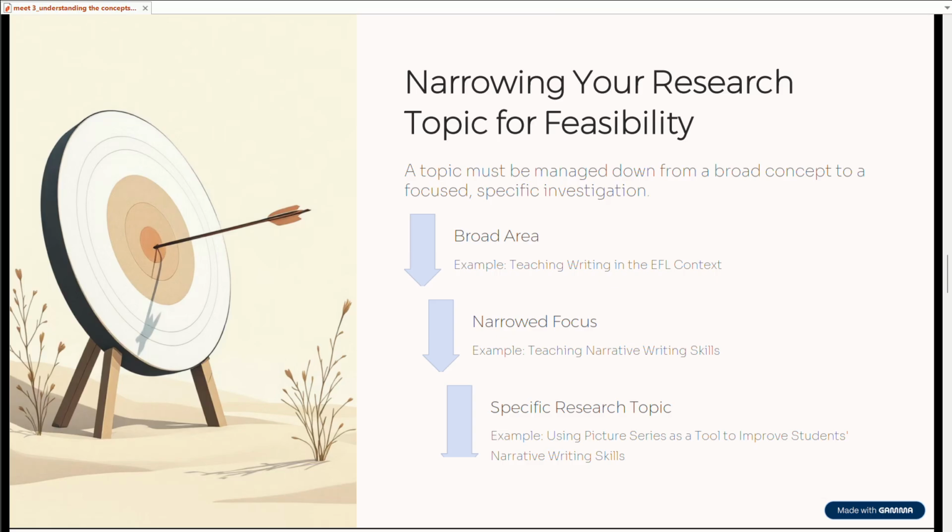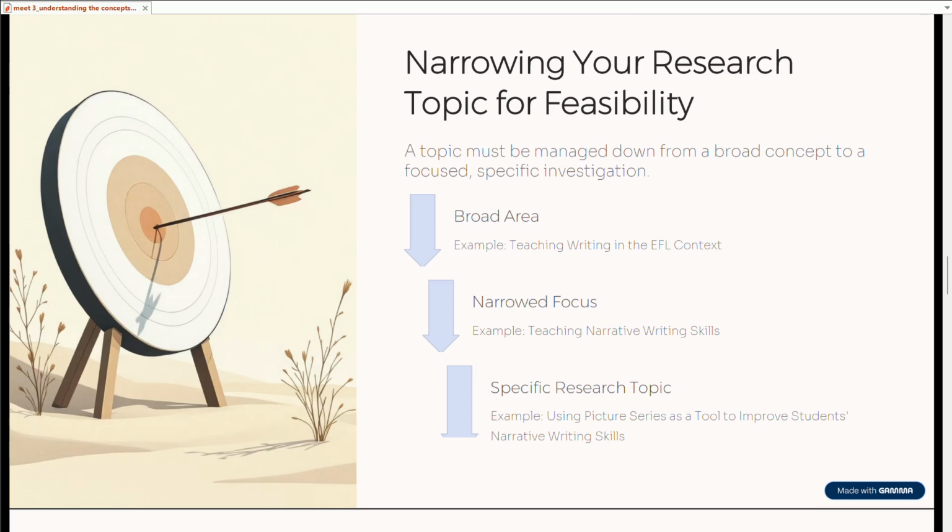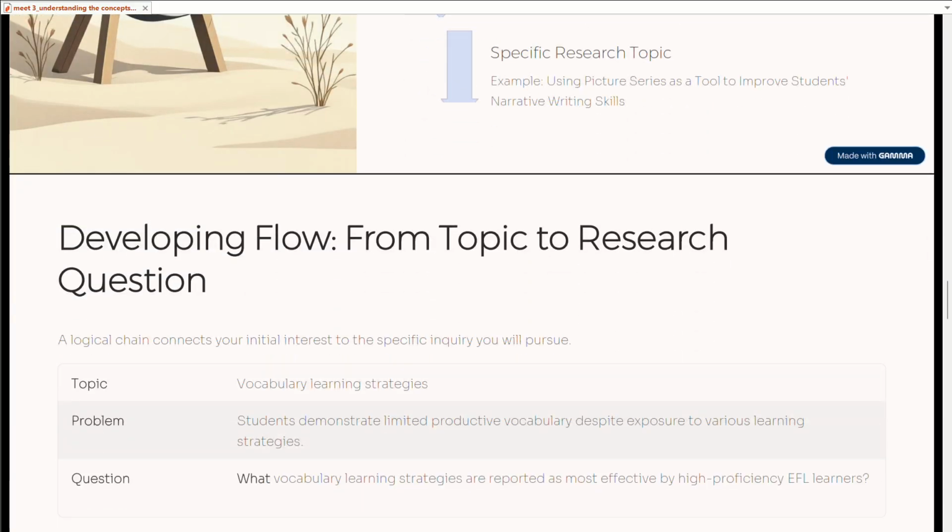The first is the broad area, teaching writing in the EFL context, and then we narrow the focus to teaching narrative writing skills, not only writing but specifically the genre narrative, and then we make it more specific by using an exact media as a tool. So we use picture series as a tool to improve students' narrative writing skills. So this is specific. I believe you can try to narrow down your topic. Let's go to the next slide.